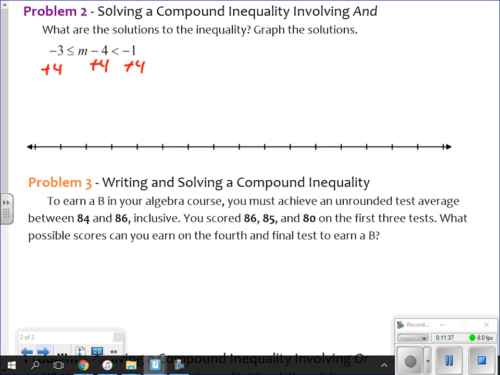So negative 3 plus 4 is 1, is less than or equal to m, which is less than 3. And then I do have to graph this, but that's easy. I have a 1, I have a 3. On the 1, what kind of dot do I have? I have a closed dot. On the 3, what kind of dot do I have? I have an open dot. And everywhere in between.